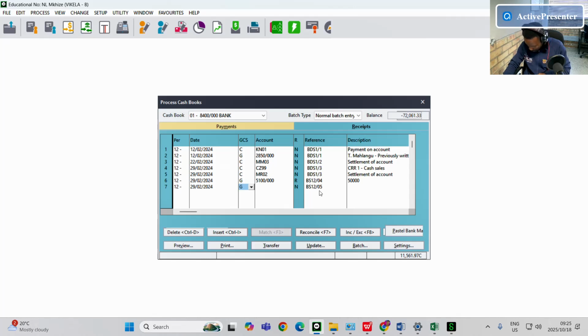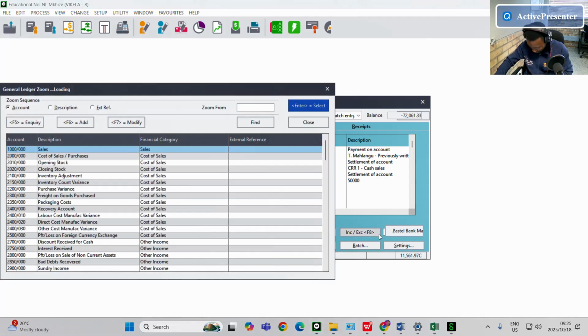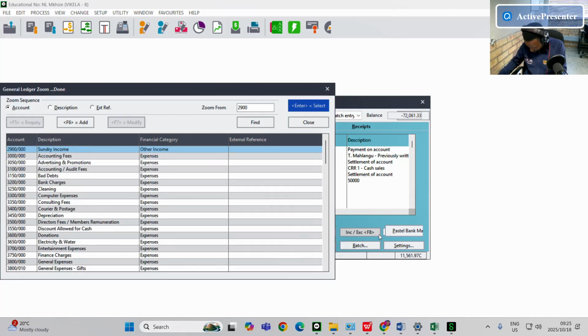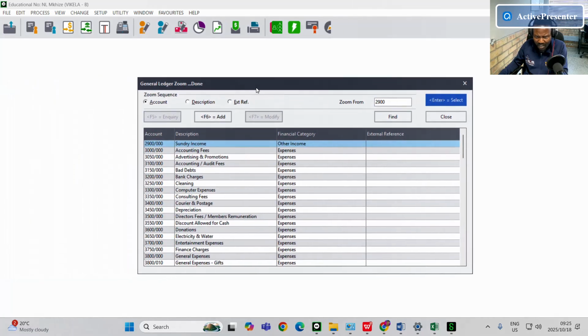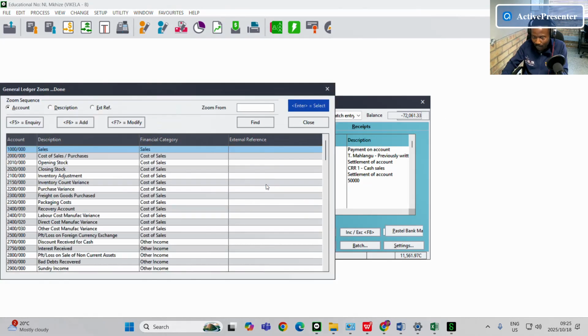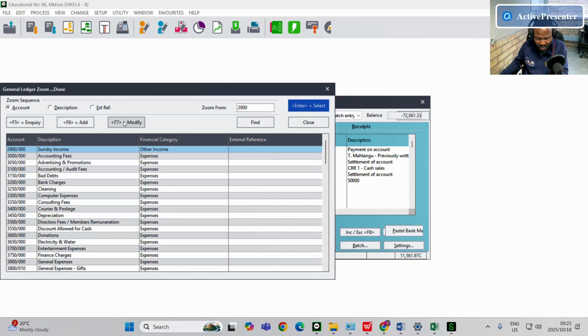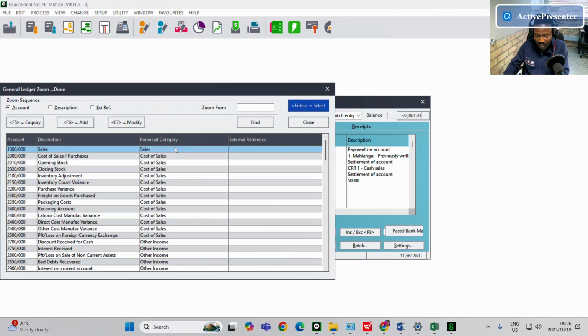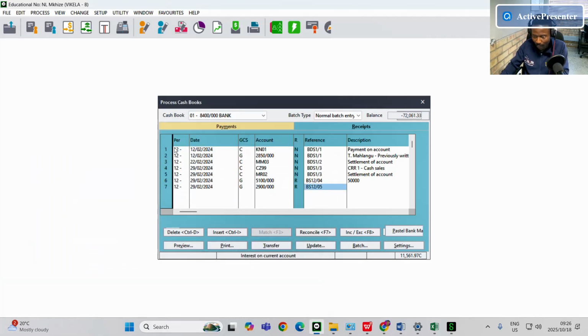Right, and then I think this is the last one we are dealing with, which is the interest. They actually gave us an account. They said use account 2900. So let me just say 2900. Interest on current. So I think I need to modify this account. I don't know why it's not giving me an option to modify 2900. Modify. So I need to modify this to interest on current account. Save. Yeah. Then I can choose 2900. Yep. All right.